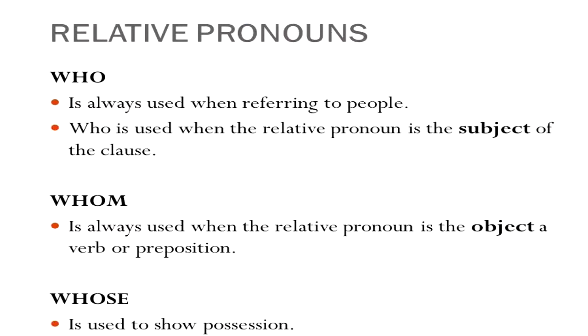Now, who is always used when referring to people. Who is used when the relative pronoun is the subject of the clause. Whereas whom is always used when the relative pronoun is the object of a verb or preposition. Now, you have to be careful when applying these two. They are tricky, and therefore you must know the clear difference. Who is always used as the subject, and whom is always used for the object. And finally, whose is used to show possession. Three different ones, but very similar in their use.